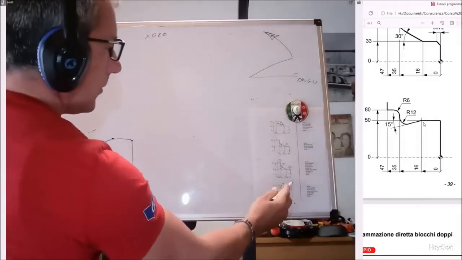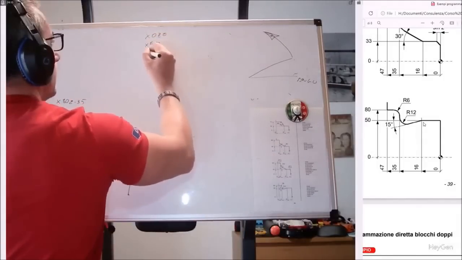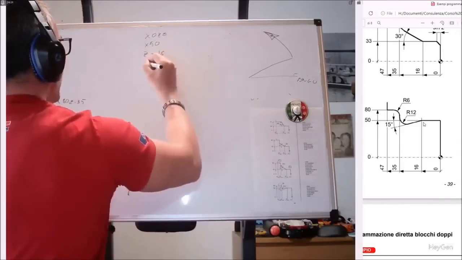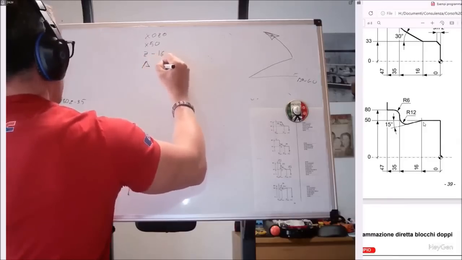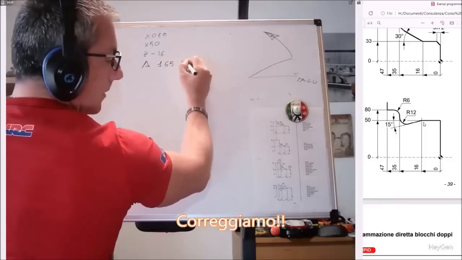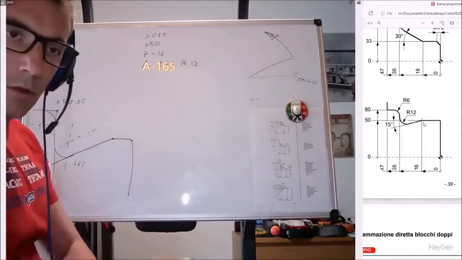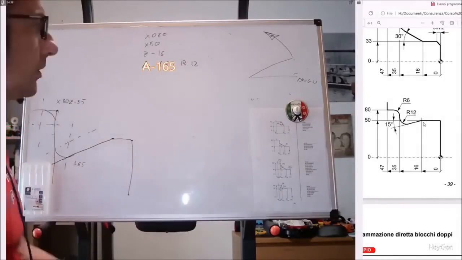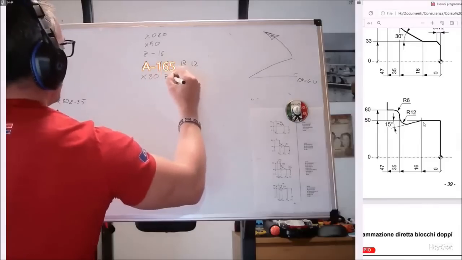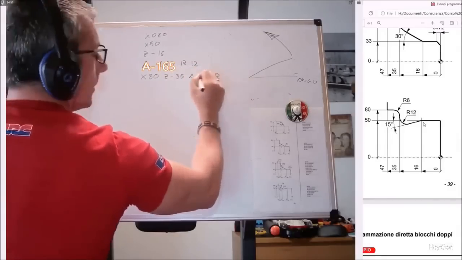So, X0, Z0, then X50, Z minus 16. Then, we simply say, angle 165, which will end with a radius of 12 millimeters. At this point, the machine would go into crisis if we do not give it, in this case, X80, Z35, angle 90 degrees, R6.